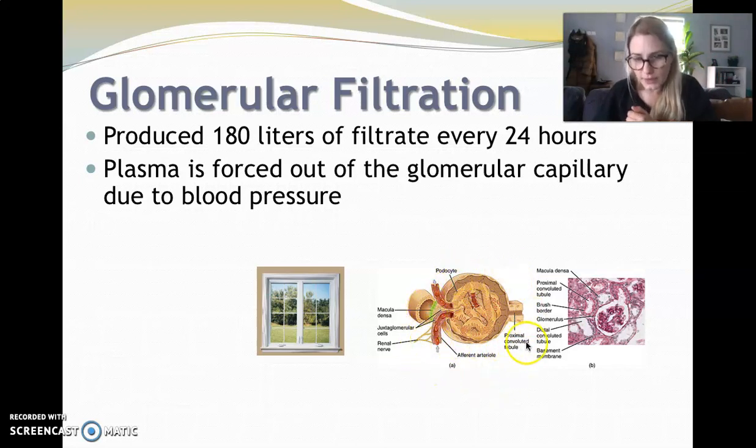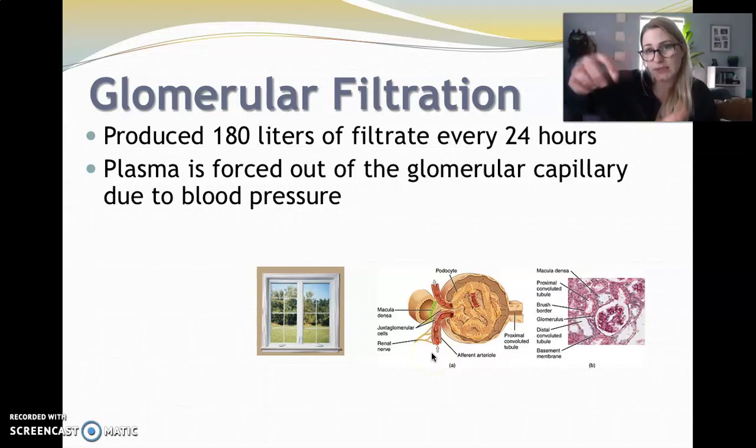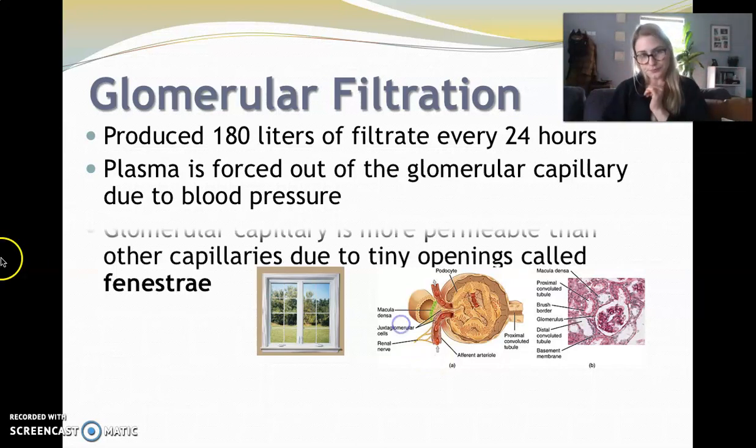And once again, this whole thing is called the renal corpuscle. So we got three names. We have the glomerulus, which is the capillaries, Bowman's capsule, which is like the epithelial tissue covering it, and then the renal corpuscle is the whole kit and caboodle.